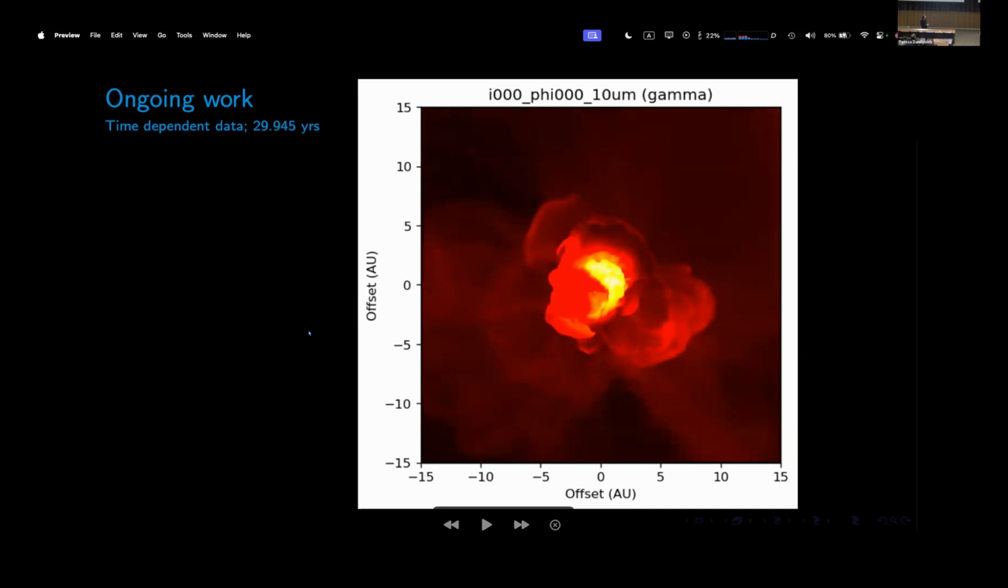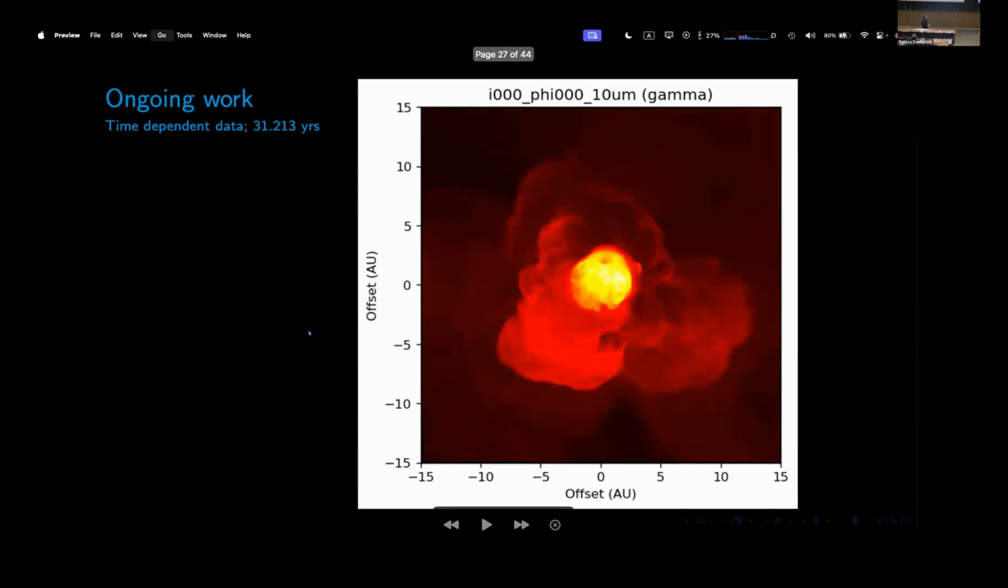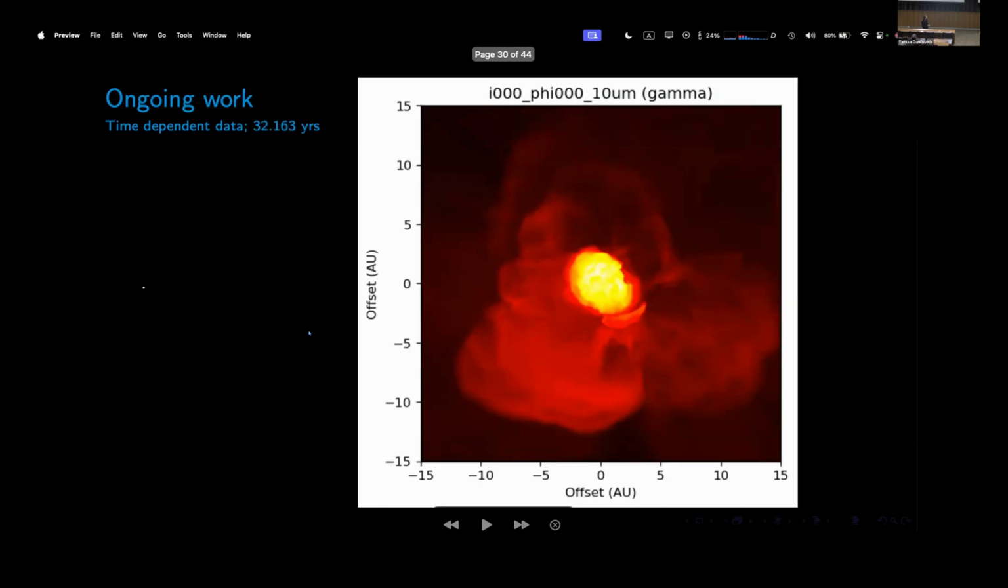I'm not simulating every time step here. I'm simulating every second snapshot that we have available. So there are more. There is data in between these steps also. And you can see how this dust cloud just kind of moves away.